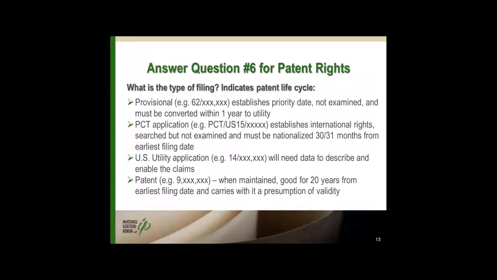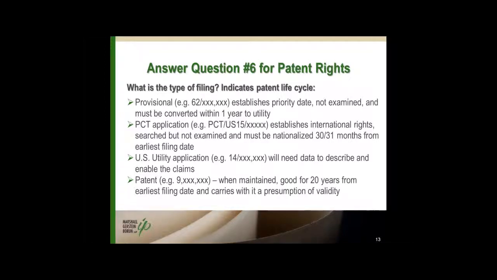Because patents are territorial. So if I have a U.S. patent, that only allows me to prevent others from making, using, selling, offering for sale, and importing the claimed subject matter in the U.S. If I want to prevent people from doing that in Europe, then I need to file a European application and validate it in the various countries of Europe.